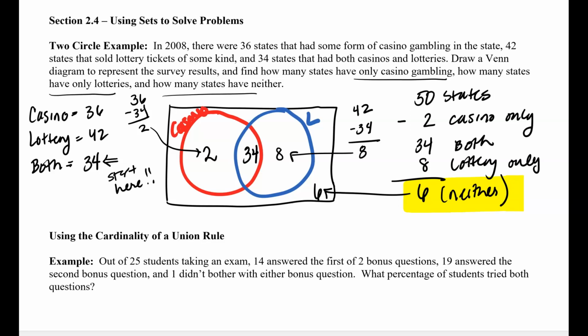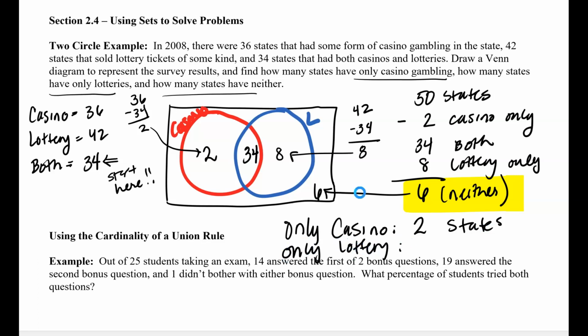And then let's go ahead and answer the other questions. How many states have only casino gambling? Only casino gambling is going to be this 2 number, so 2 states. And only lottery is going to be this 8 number, 8 states. So once I have the diagram, answering the questions isn't too bad because I've done all the hard work by creating the diagram. So those are my answers to those 3 questions.